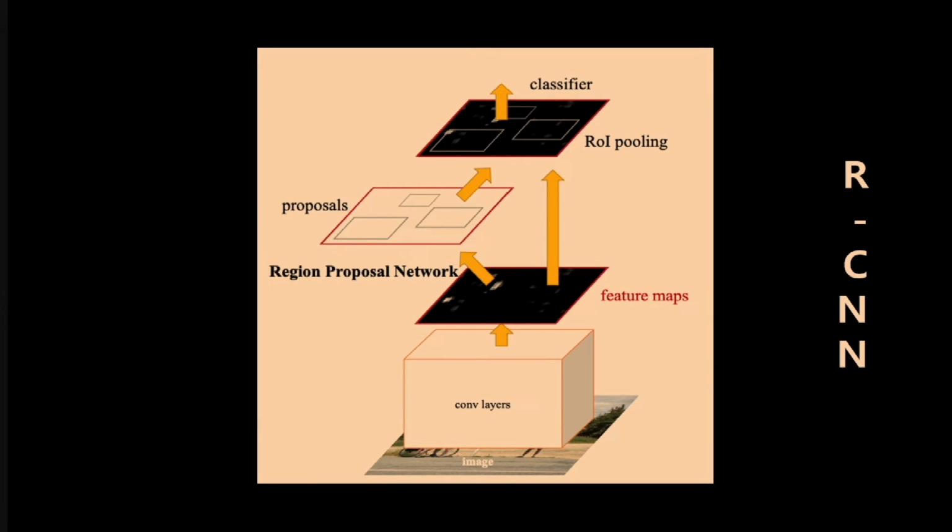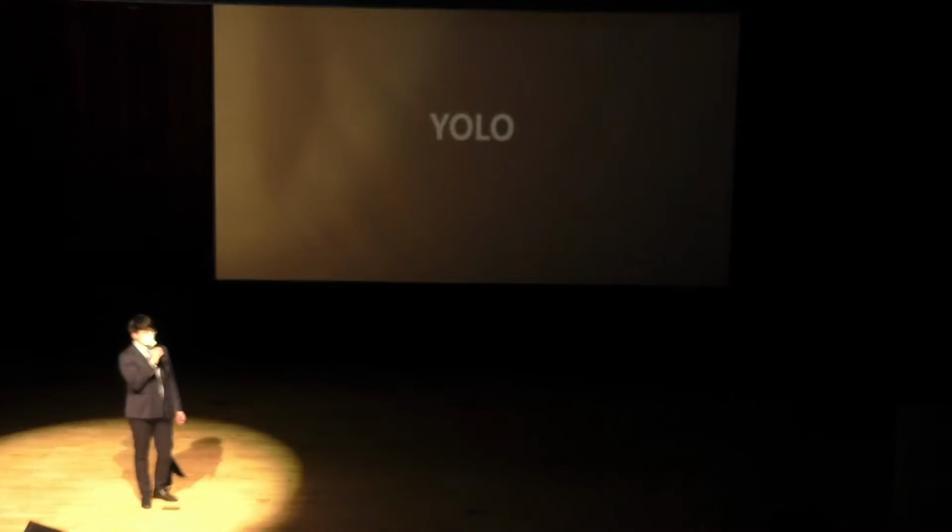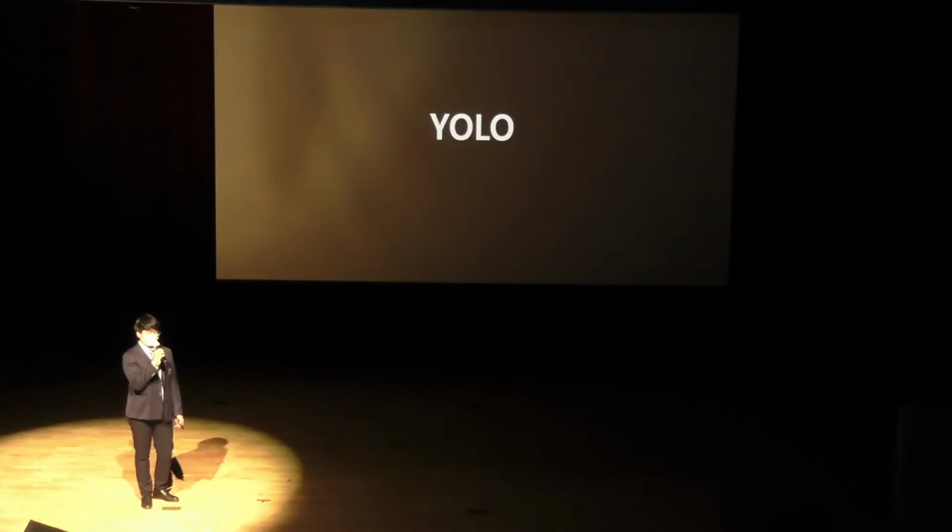RCNN has two models. The first model is region proportional model, which finds the location of object in image data. The region proportional model scans the whole image and finds the object bounding box. For this reason, object detection can find multiple objects in image data. After the innovation of RCNN, we could find multiple objects in image data. However, RCNN has one shortcoming.